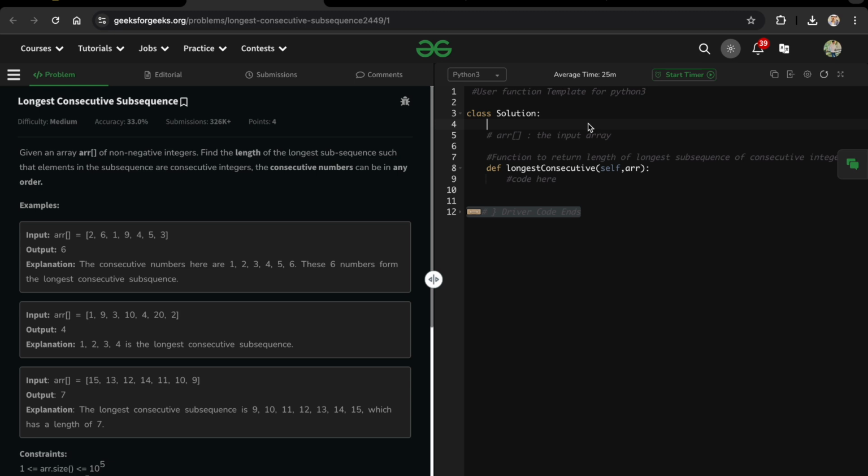Let's suppose we have this kind of situation: 1 2 2 3 4 4 5. What will be the output for this? It should be 5. So we have to skip the same element. How can we do that?